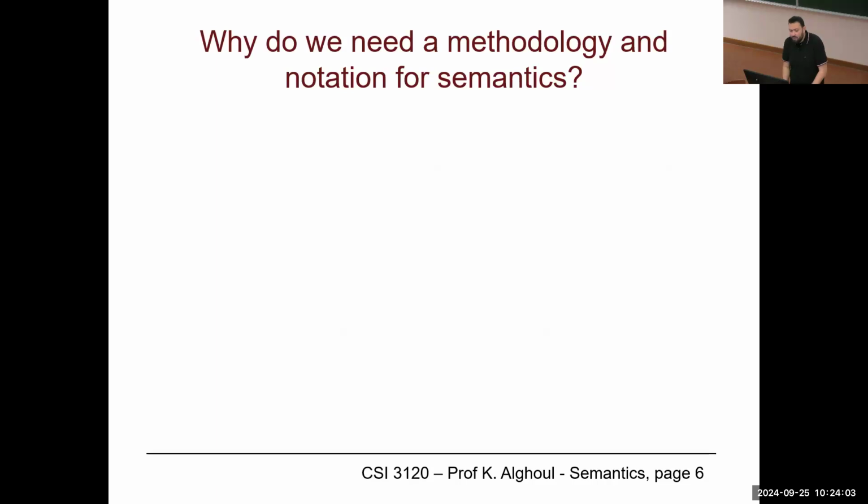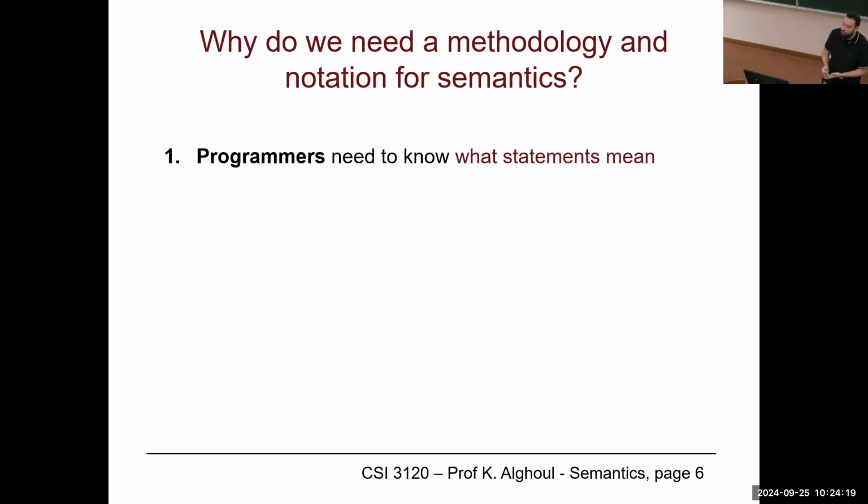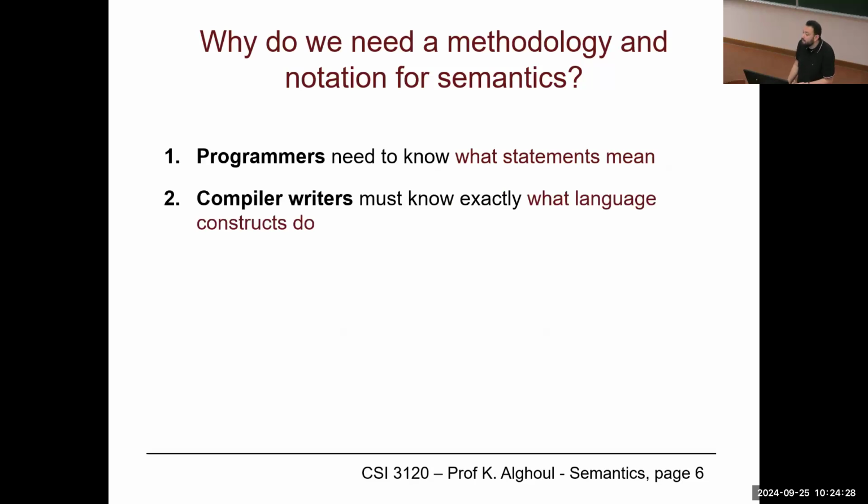So now, why do we need a methodology and notation for semantics, guys? Why do we need that? Because, of course, we said programmers will need to know what statements mean. So that's the first thing. A methodology is good for the programmers, and also for who? For compilers, as we mentioned. Let's say a compiler developer wants to write a compiler, they also need to know.